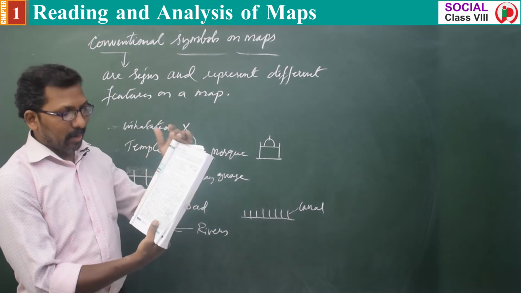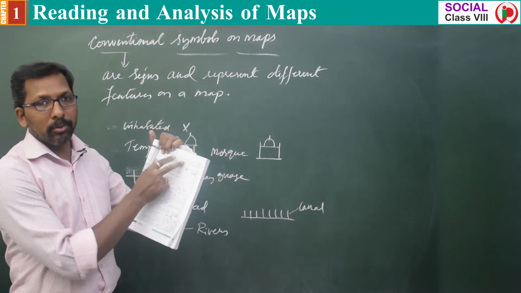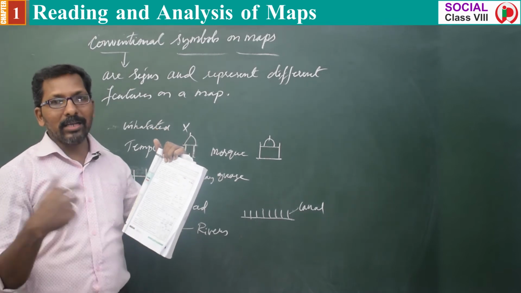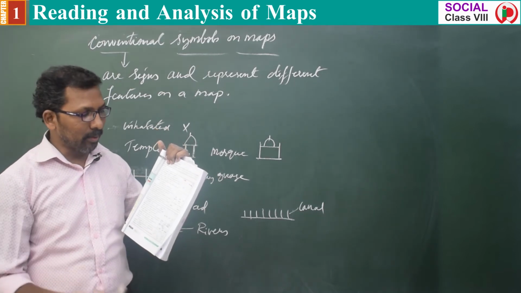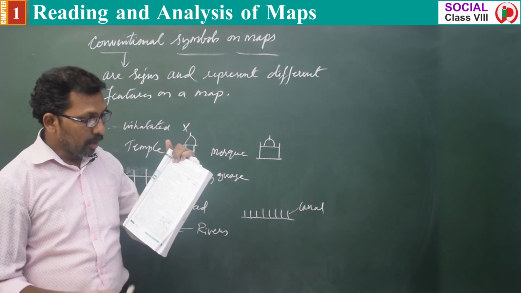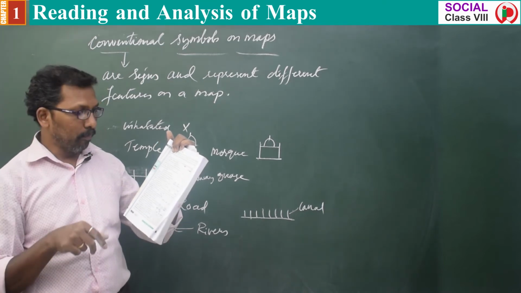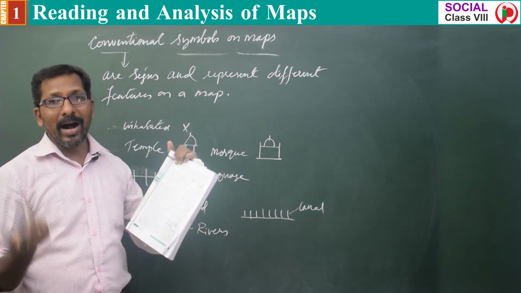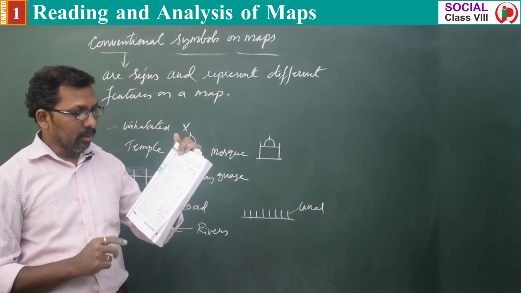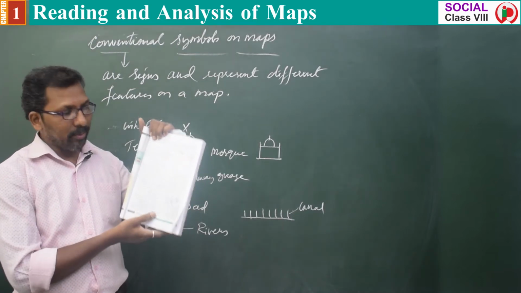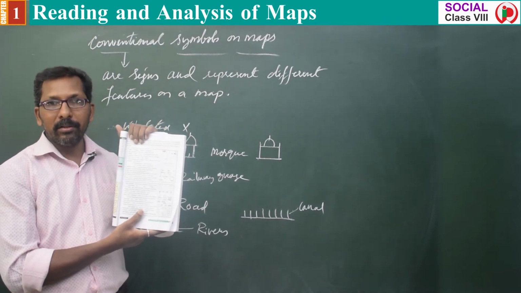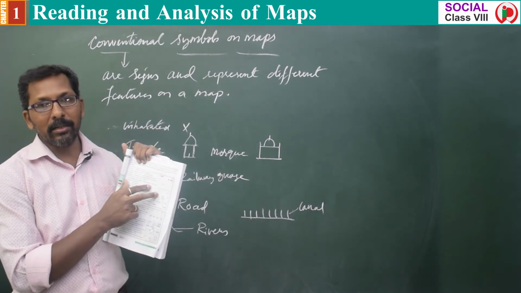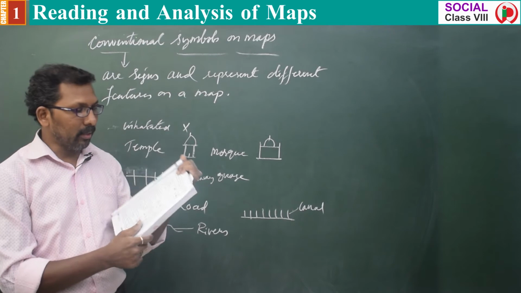Different particular symbols are mentioned over here. So you can go through these symbols properly, and see what type of symbols is asked in the examination. Whether it is the temple, sometimes they may ask you post office. Post office is shown as PO. PS means what? Police station. RS means railway station. Like that, different symbols can be mentioned in the map, and these symbols are used especially by the Survey of India while making the map.